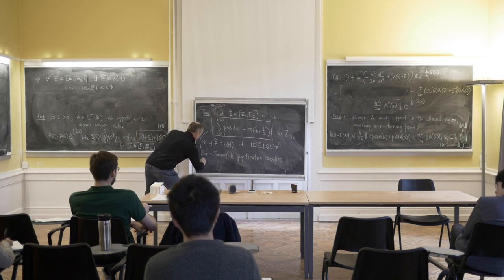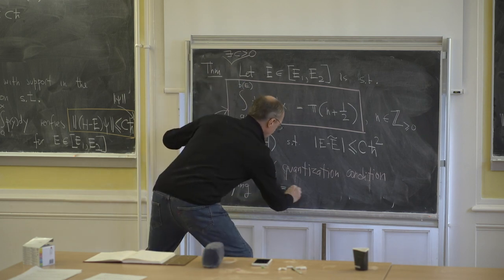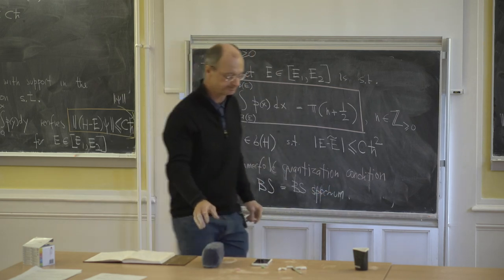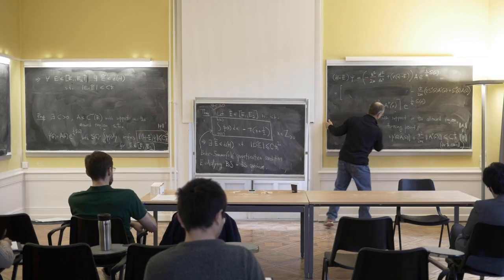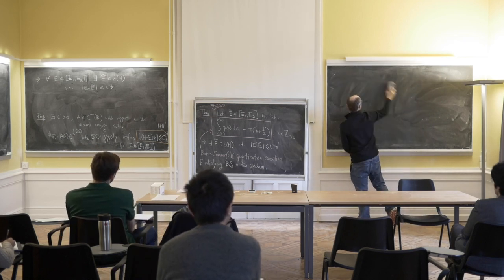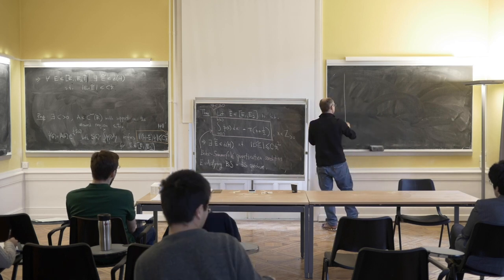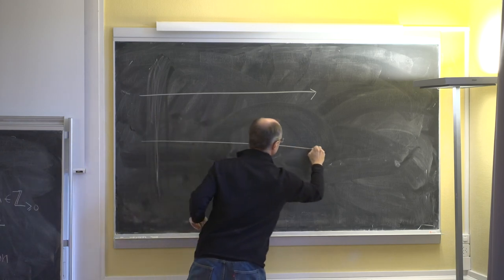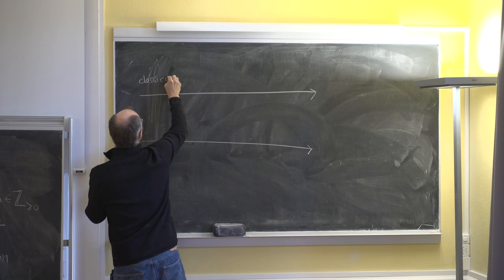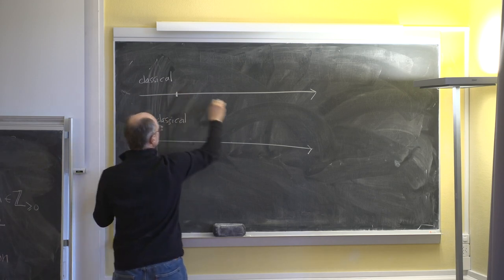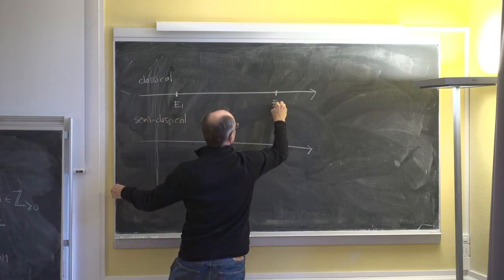The corresponding energies satisfying Bohr-Sommerfeld are called the Bohr-Sommerfeld spectrum, or quasi-classical spectrum. Let me finish with the following picture explaining what's going on. Maybe we were drawing the spectrum like this. This is classical. This is what is called semi-classical. So that's E1, and that's E2.